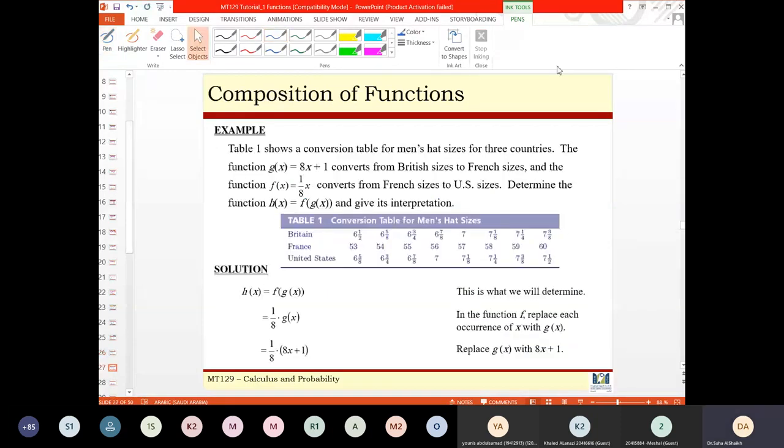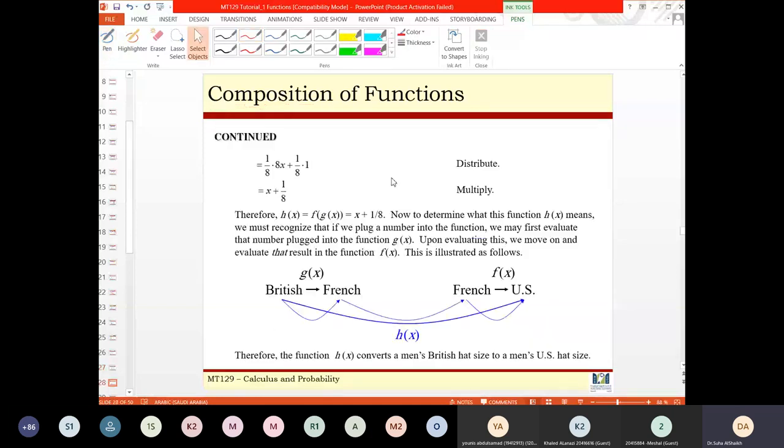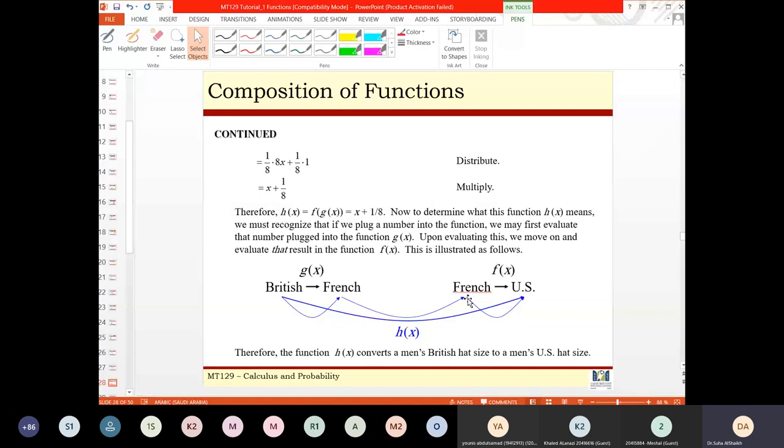We talked about adding functions, subtraction of functions, multiplication of functions, and division of functions. Now we will talk about the composition of functions, how to find the composition of functions. In Arabic, it is called al-tahseel. Now the idea of composition is that you have a function, for example g, from British to French, and you have a function f which is from French to US. The composition of the two functions will jump from British to the US.